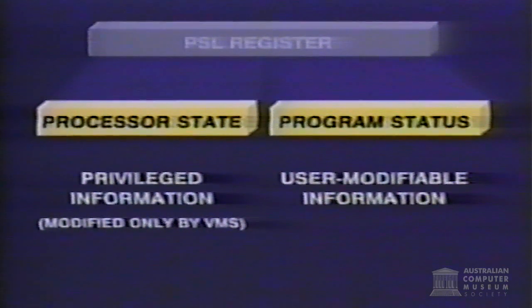There's also a processor status long word register, or PSL, which is functionally divided in half. The top half contains privileged information describing the processor state. This part of the PSL can be modified only by VMS. The lower half of the PSL contains program status information, which is user modifiable.